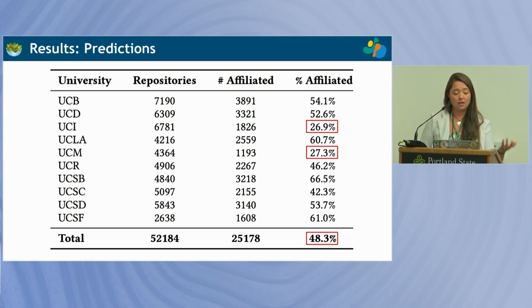For example, UC Irvine and UC Merced are two universities where the percentage of affiliated was very, very low. My guess is it's because the acronyms are probably used for another million things. So in those cases, the percentage of affiliation is much less. But for the others, it mostly consistently goes between 45 and 60%.